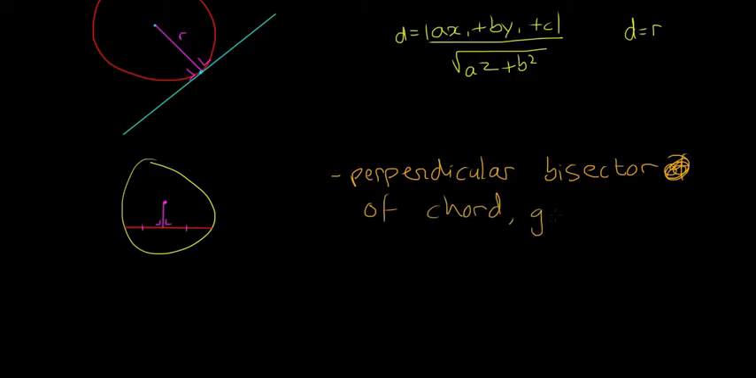And that goes through the center, right? What do I mean by that? The perpendicular bisector of this chord is this purple line, and it's always going to go through the center of the circle, so that can be useful.